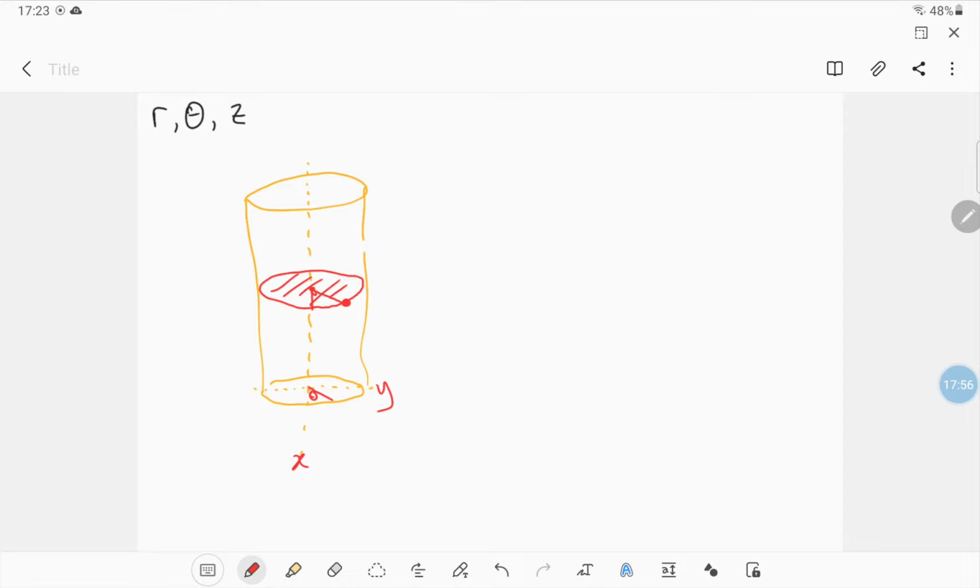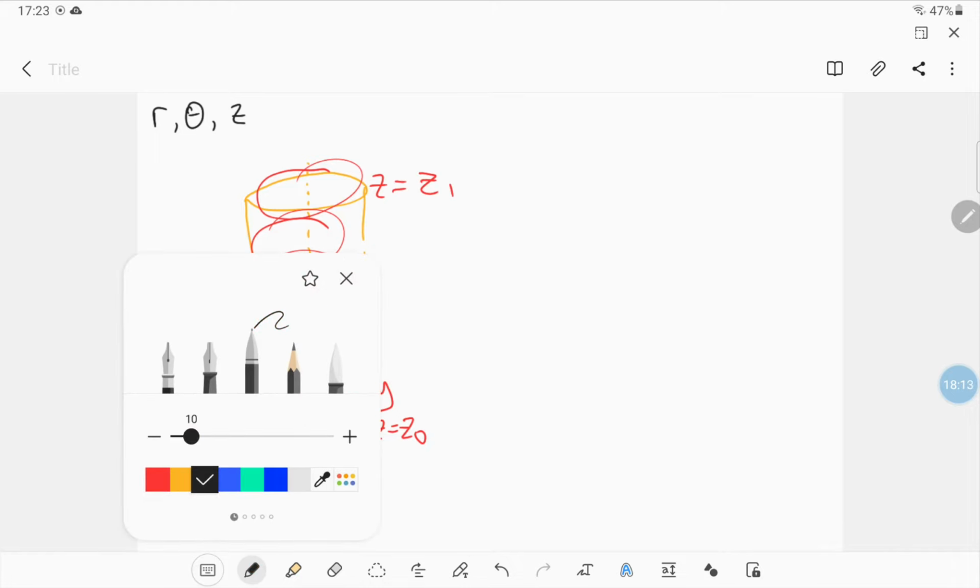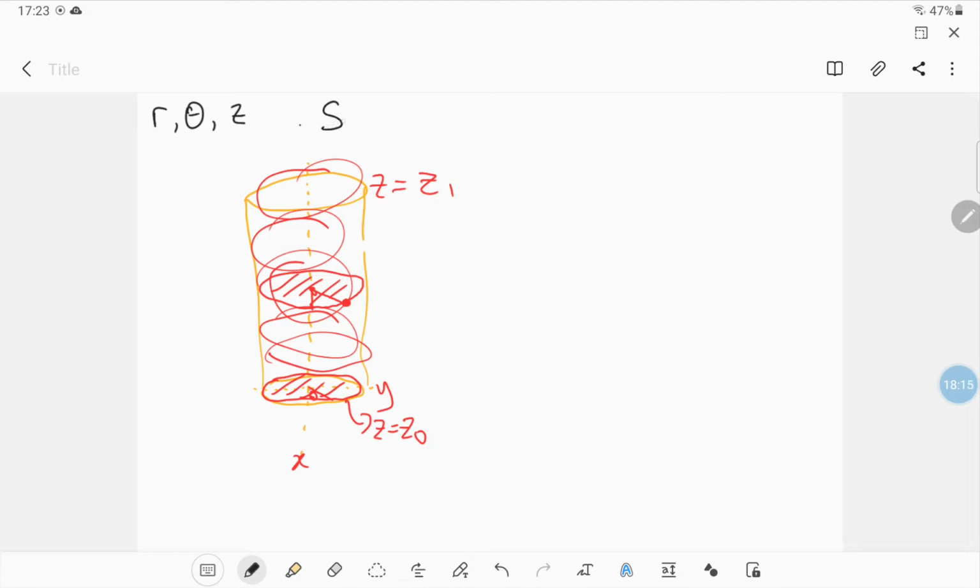And then you add up the mass of the disks all the way from, let's say z is equal to z0, which is the bottom height, all the way up, add them all up, and there's infinitely many of them, up to z equal to z1. So that's the first one. So this one corresponds to spoke, disk, and then the last one's always going to be cylinder.